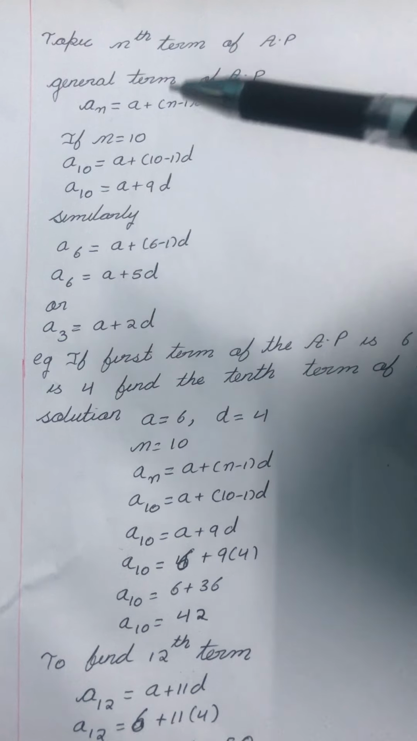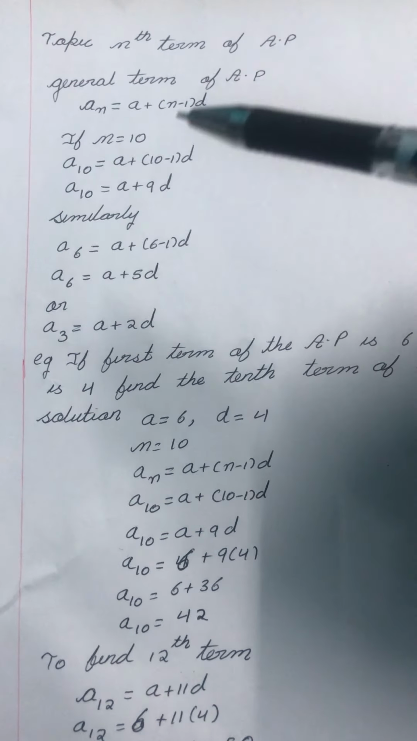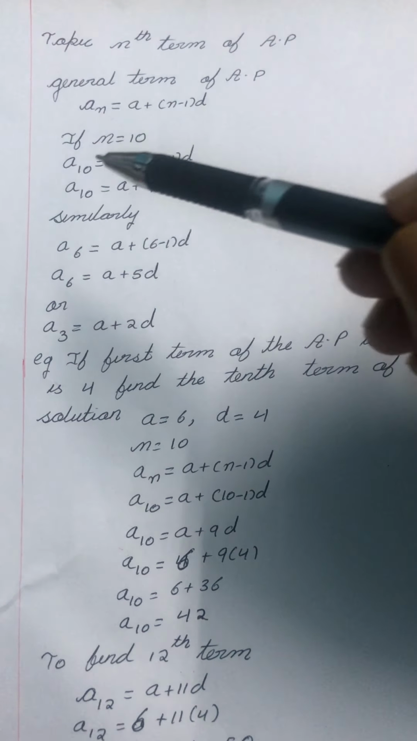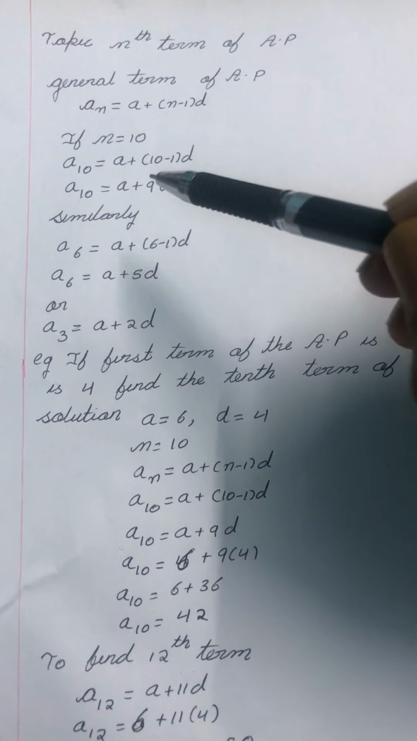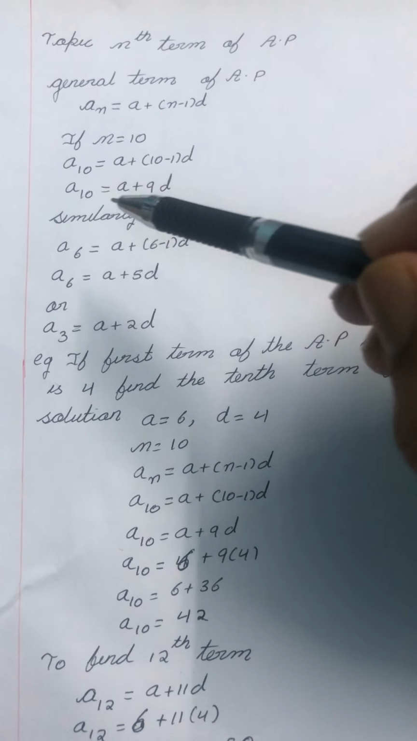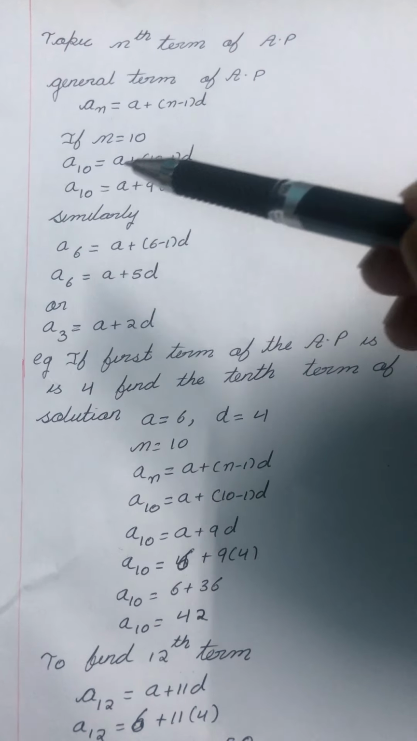So if a and d are given and we want to find the 10th term of an AP, we will substitute the value of n here. When we put n as 10, it is 10 minus 1, which is 9. So a10 can be written as a plus 9d. If the values of a and d are given, we substitute them here and get the 10th term of any AP.